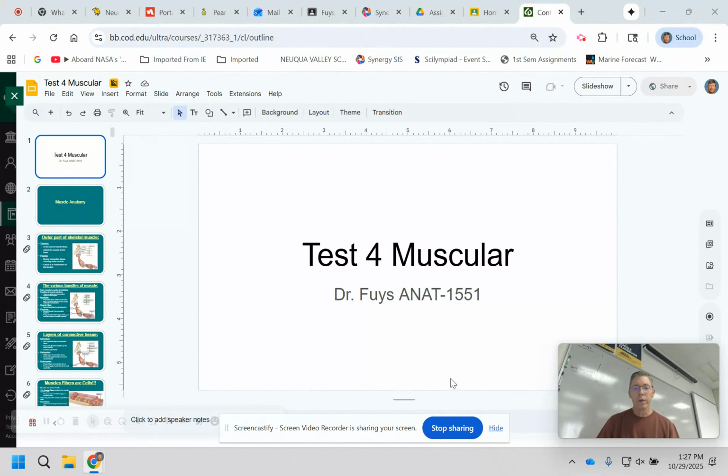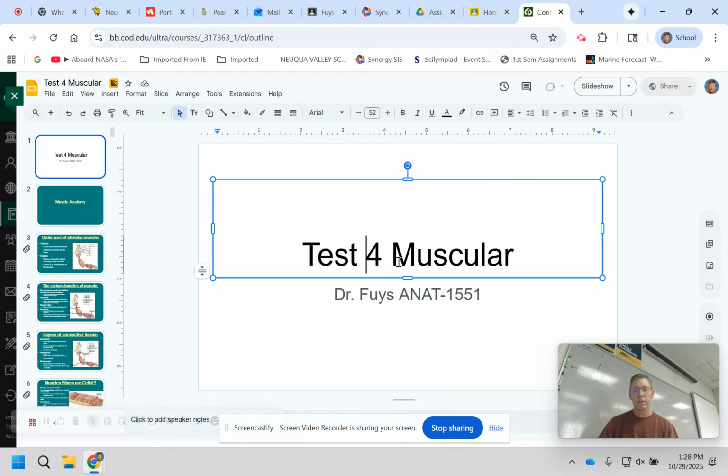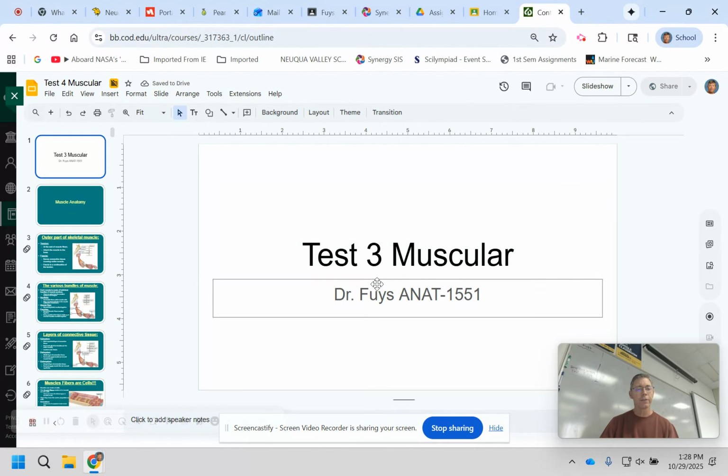All right, so here we are, ready for, this should say test 3, because test 3 is our muscular system, not test 4. Sorry about that. Here we go, fix that.